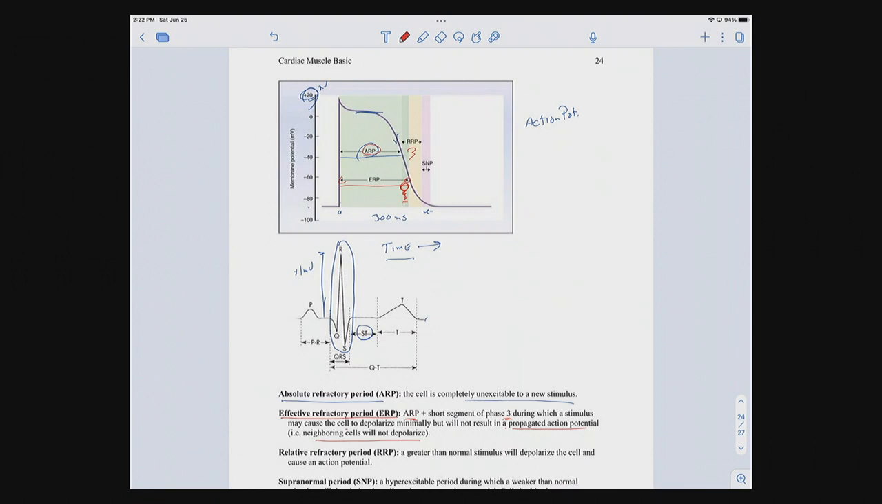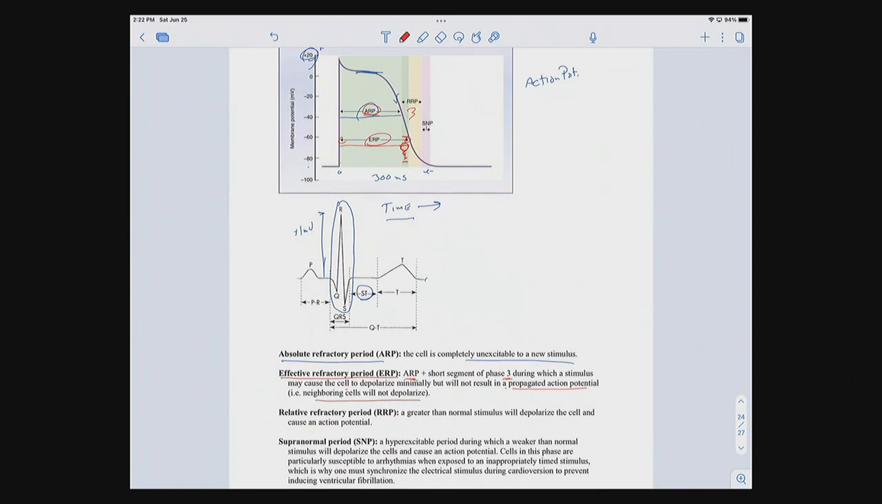Now, you can't even have an action potential during the absolute, but you could have a little action potential in that last tail end, but it's not going to lead to another action potential in the next adjacent cardiomyocyte. So we just simply call that the effective refractory period, which means regardless of what happens to the cell, it's not going to kick off a chain reaction causing the next cardiomyocyte to have an action potential, and so forth, and so on.